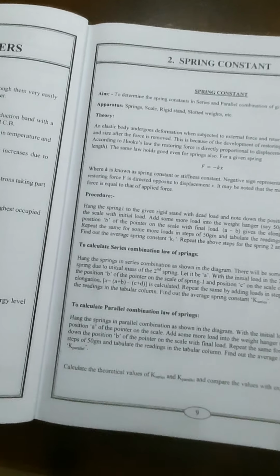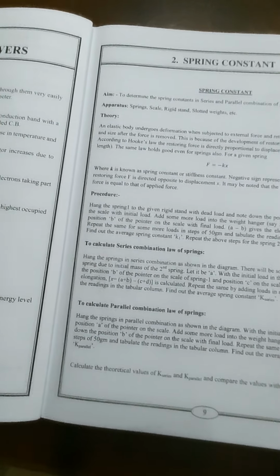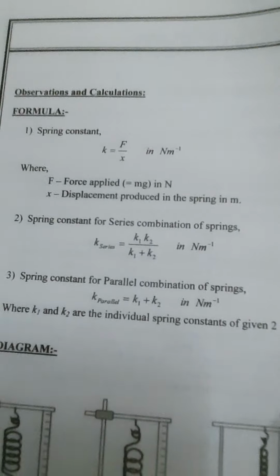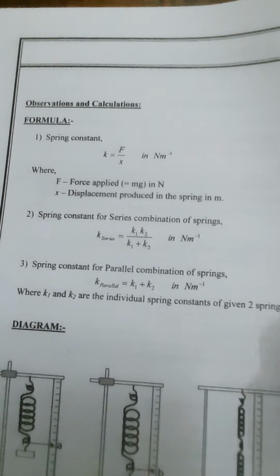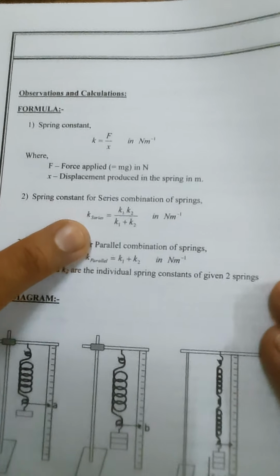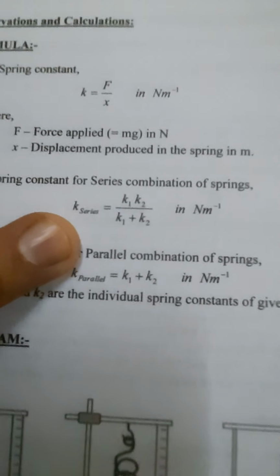You are given another spring, spring 2. The spring constant of this spring is K2. We have to find out K2. Then apart from that, we have to verify the series combination of springs. So here is the formula for K series. It's given by K1 into K2 by K1 plus K2.